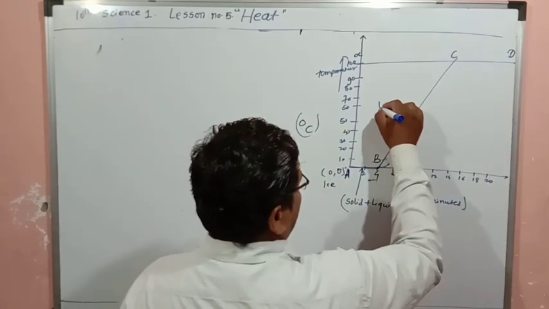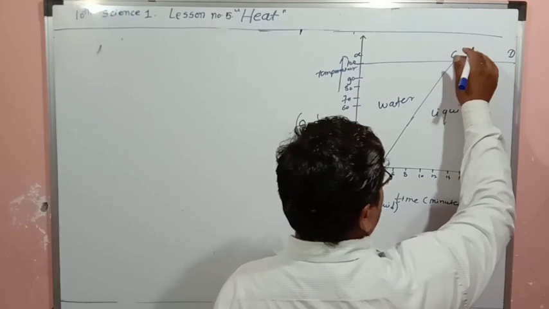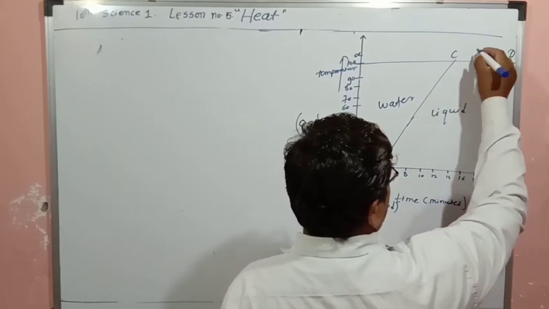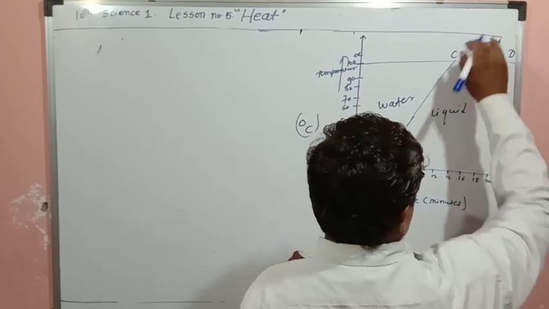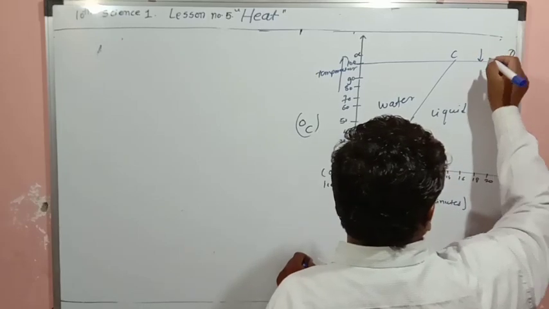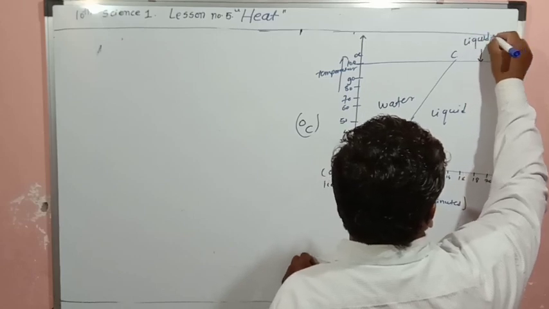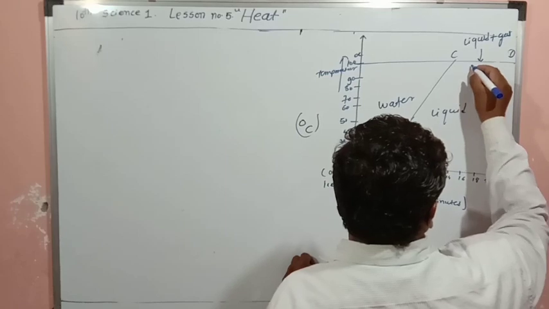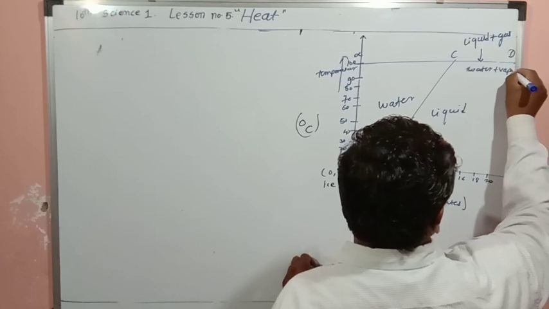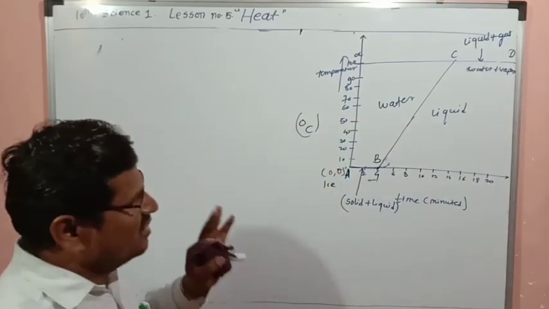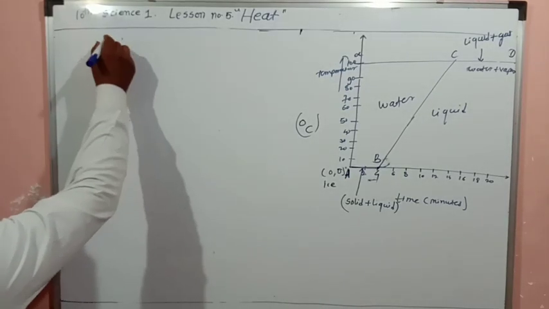So here the water state is there, or you can say liquid is there, and between C to D vaporization starts. So upper side vapors are there, and again two states are existing. Which one? Liquid plus gaseous state. So here you can say water plus water vapors. Like this way the graph is there. So now let's see the explanation of the graph.